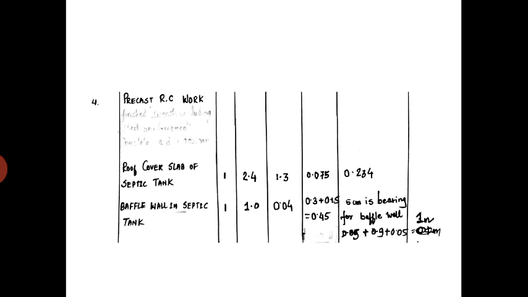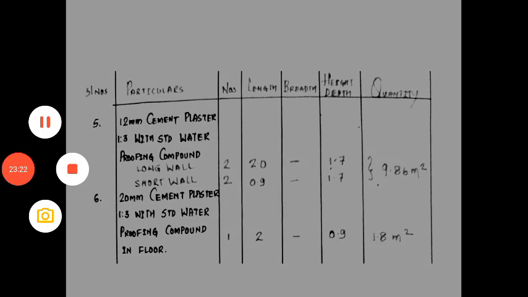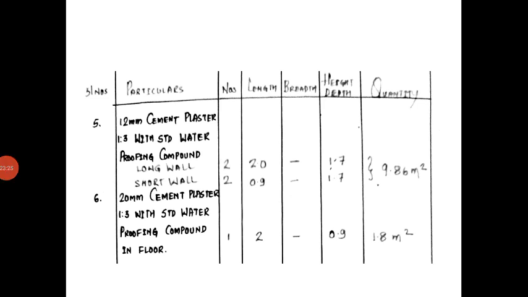Then the height also you can see in the section, that is 30 plus 15 centimeters, so 0.3 plus 0.15, total 0.45. Then 5 centimeter is a bearing for the baffle walls. If you calculate it, that will come around 1 meter in total. That's how you have to calculate it. Then the 12 centimeter cement plaster and all those things we will continue in the next class.